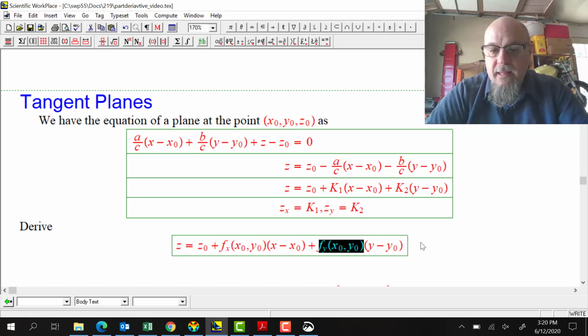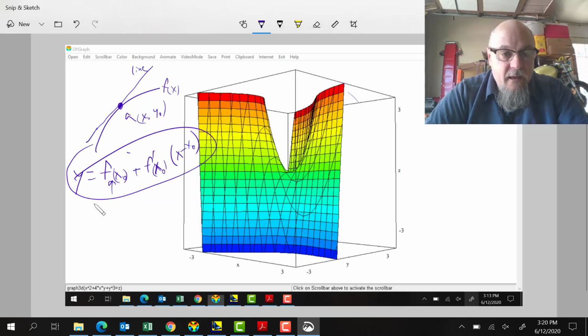So this will be a plane. It will go through the point x naught, y naught, z naught, and it'll have the same slopes. It'll have the same first order partial derivatives as the function. So I'm getting the 3D version of what I wanted here. All right.